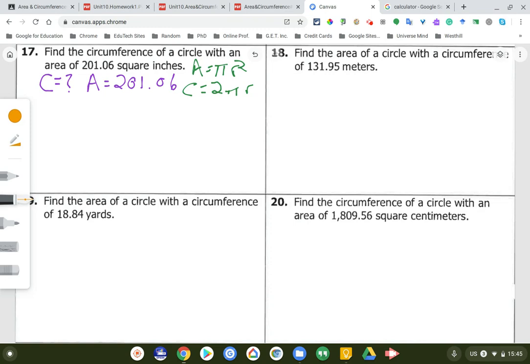Okay, so our area is 201.06. We're going to put that into our area formula, which is pi r squared. Okay. We're going to divide here. Let's do it right. So we're going to divide by pi to get that to cancel out. Divide by pi. Okay. And now we have r squared.